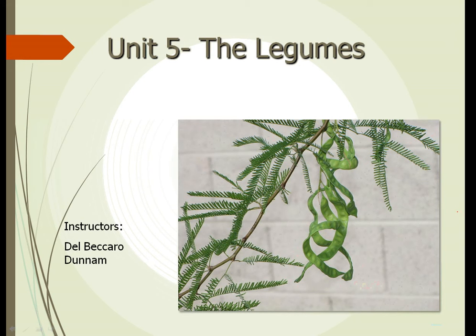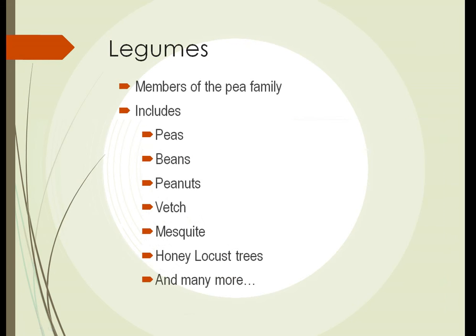The legumes, Unit 5. Legumes are members of the pea family and include peas, beans, peanuts, vetch, mesquite, honey locust trees, and many, many more plants.